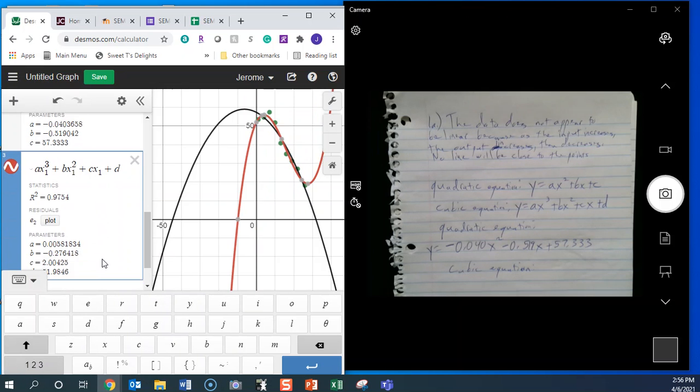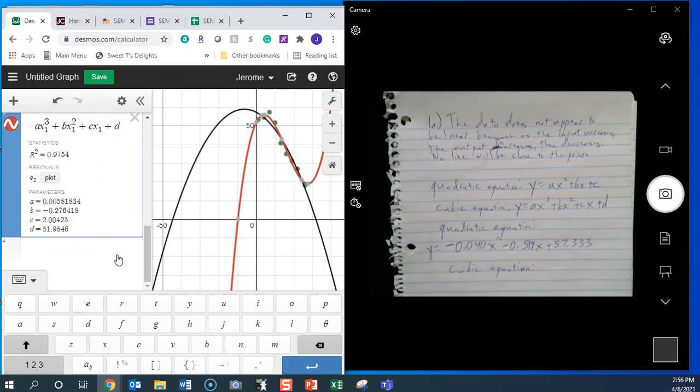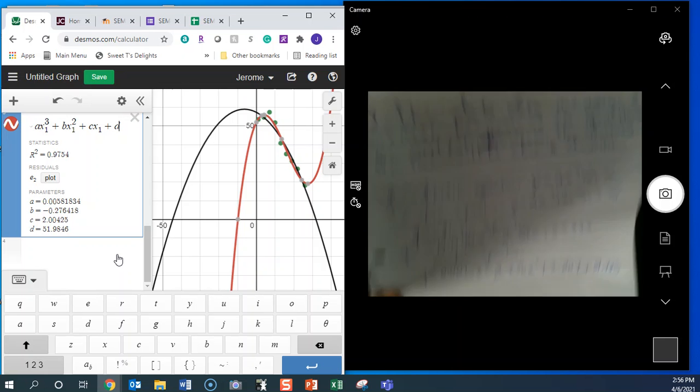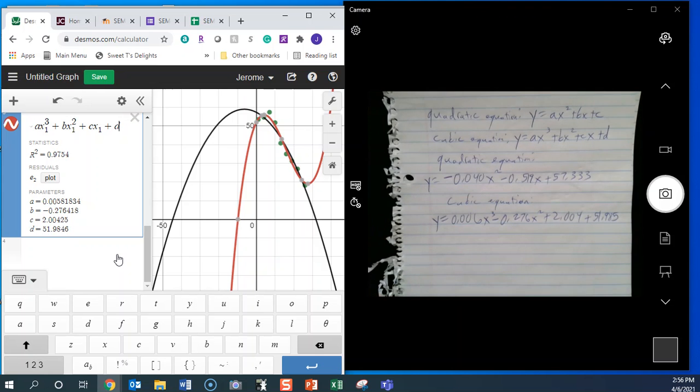Now, we have our values here. So the cubic equation, remember we round into 3 decimal places. So it'll be y equals 0.006 x cubed minus 0.276 x squared plus 2.004 plus 51.985. So that is the quadratic and the cubic equation.